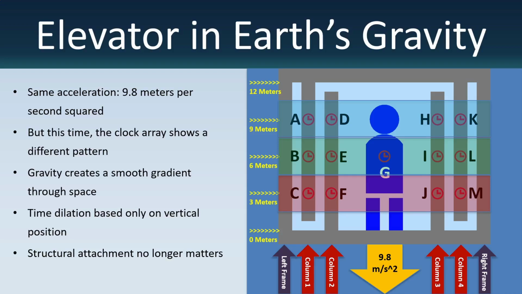In Earth's gravitational field, time dilation depends only on height, because gravity flows through space itself in a uniform and distributed way, bypassing the structure of the elevator entirely. And that's how we know this elevator is sitting on Earth.